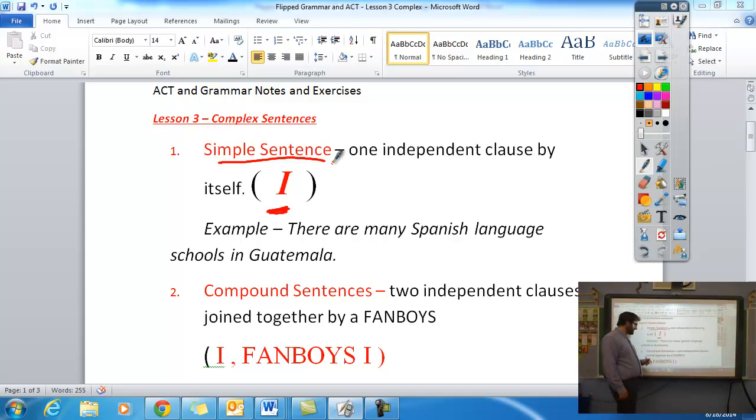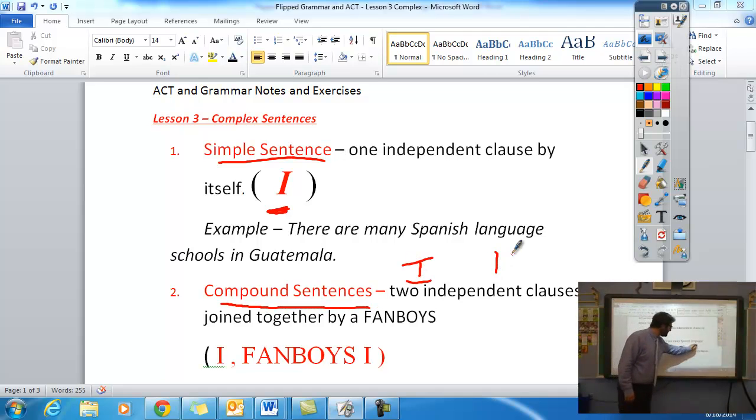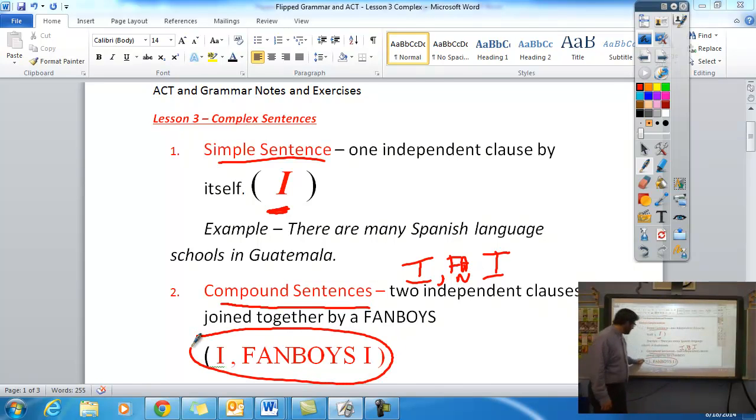And then we talked about compound sentences, right? Where we took two independent clauses, and we brought them together with a comma and a fanboy, like we have down here. And remember, our fanboys are for, and, nor, but, or, yet, so. Right? So those were the two kinds of sentences that we talked about last time. Simple sentences, which is one independent clause. Compound sentences, two independent clauses joined together by a comma and a fanboy. Okay, that's a quick little review.